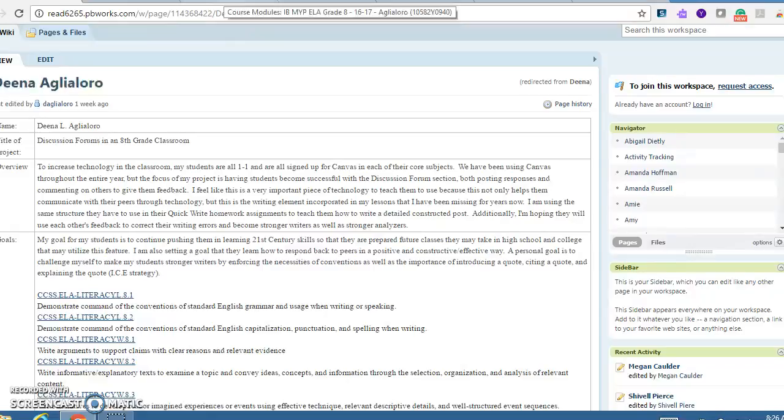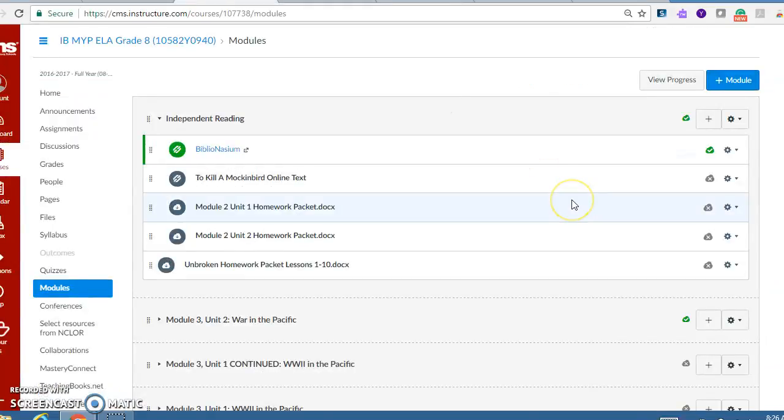Instead of them just doing things at home and waiting for me to grade it by hand and provide them feedback, they were using this same stylistic structure in their discussion forums as they were in their quick writes that I gave them at home.